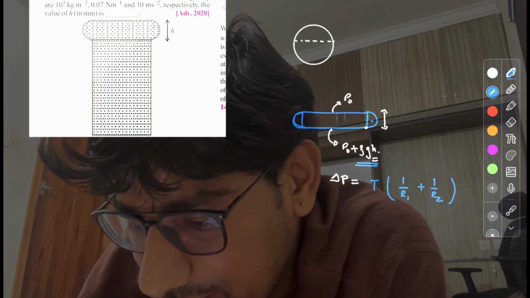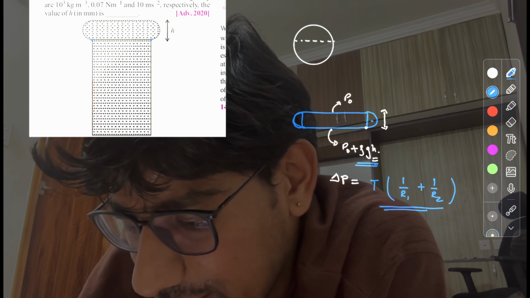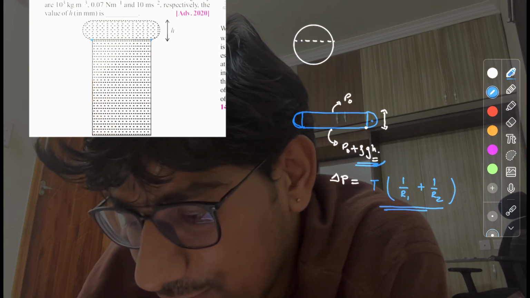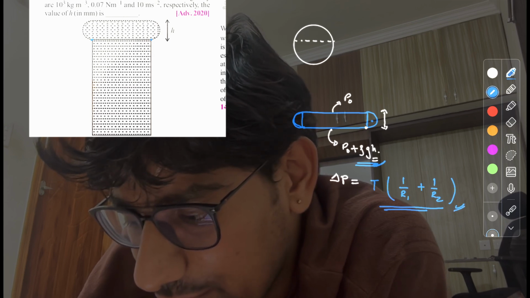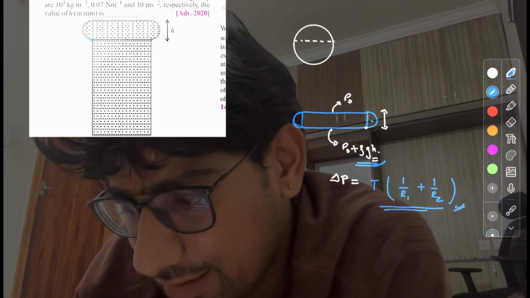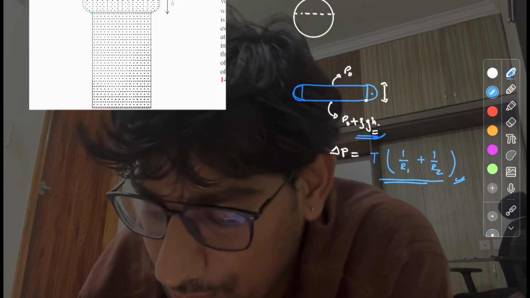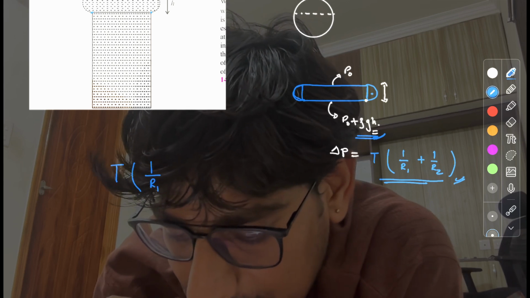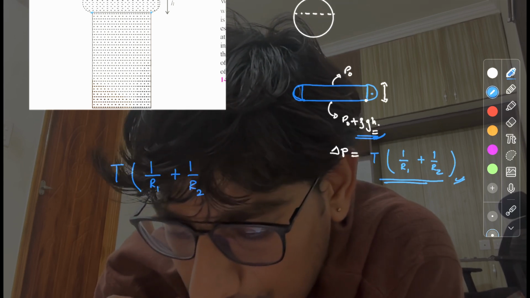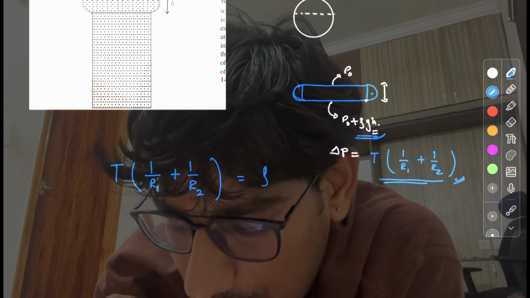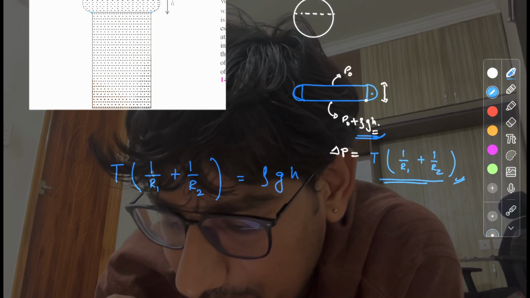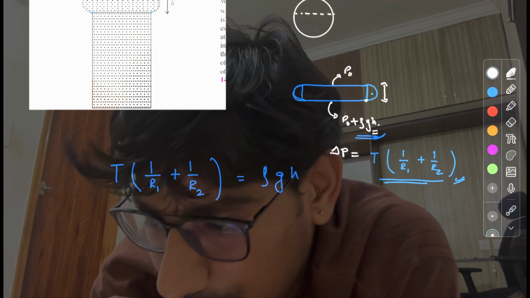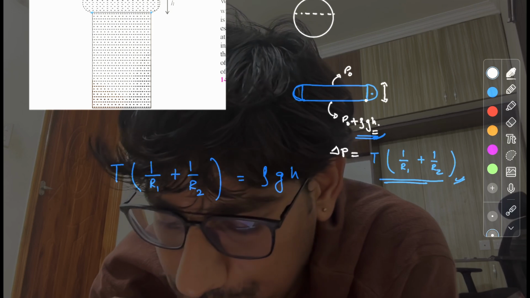If this excess pressure is equal to this, then of course that height is possible, but if this pressure exceeds this value, then it will break. So we need to find out what the h value is. What I can say is we can equate the excess pressure because of the drop surface and because of the height variation, rho g h. Now we first need to figure out what R1 and R2 are.